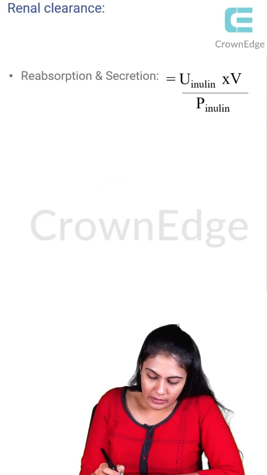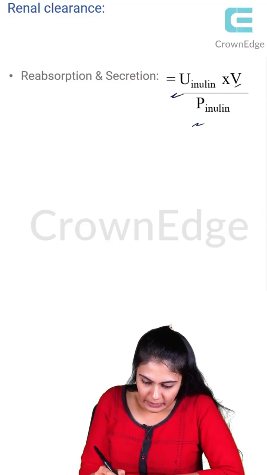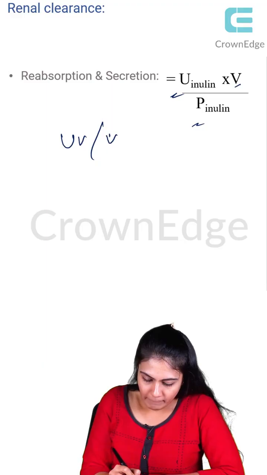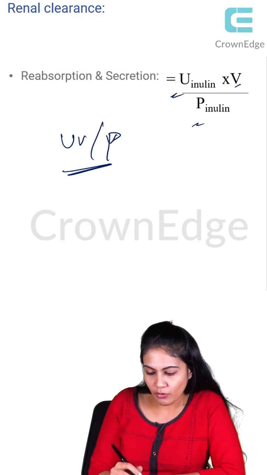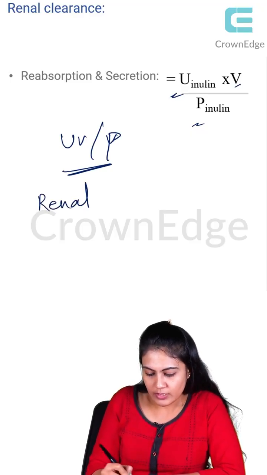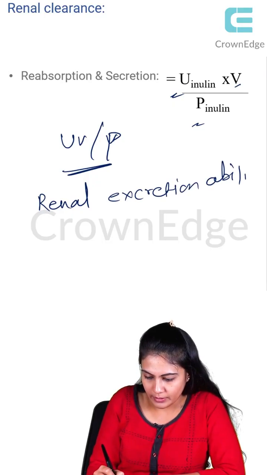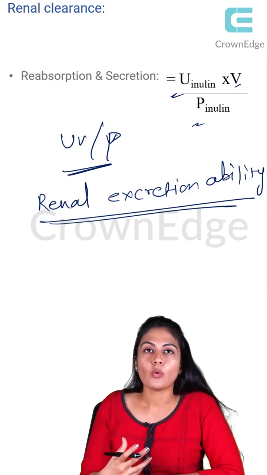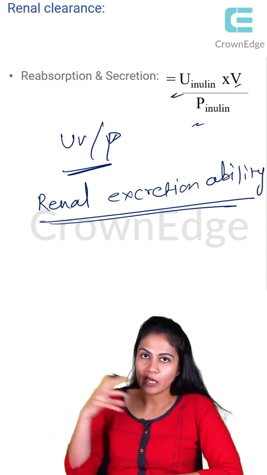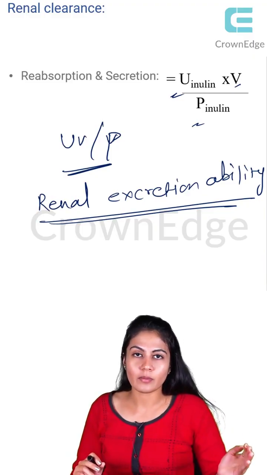Coming to the renal clearance, what is the formula for renal clearance for any substance? It is UV by P. What do you mean by renal clearance? It is the measurement of renal excretion ability. How much excretion is done? Whatever plasma came, whatever got filtered, how much of it got excreted? That is nothing but your clearance.